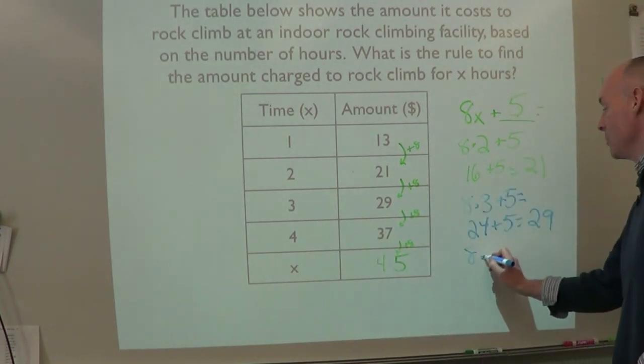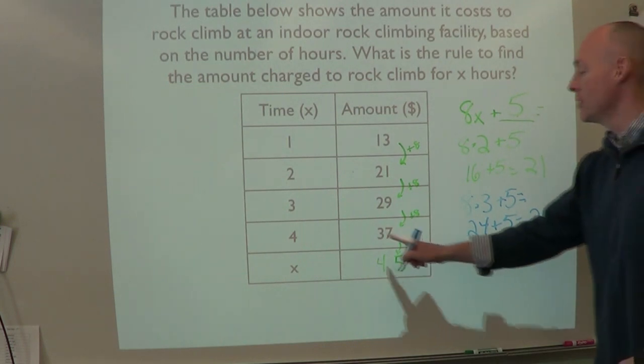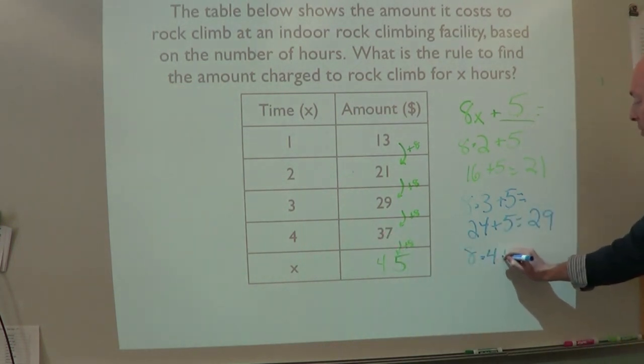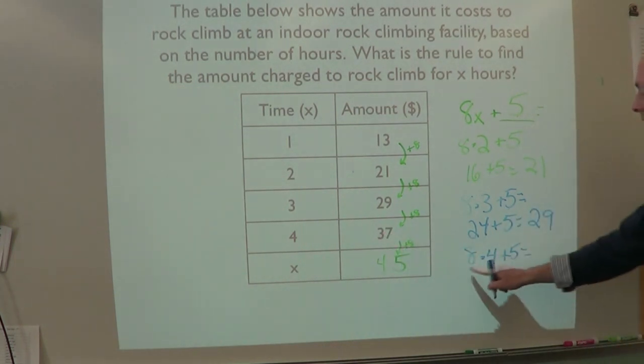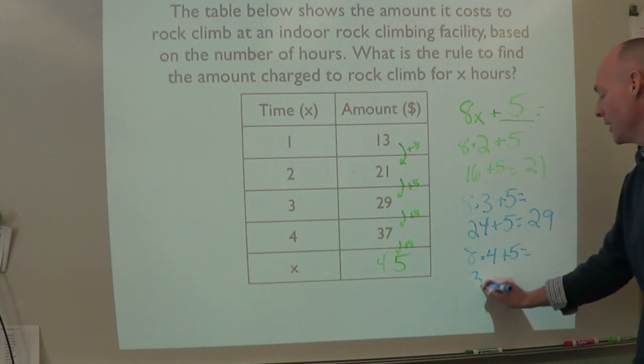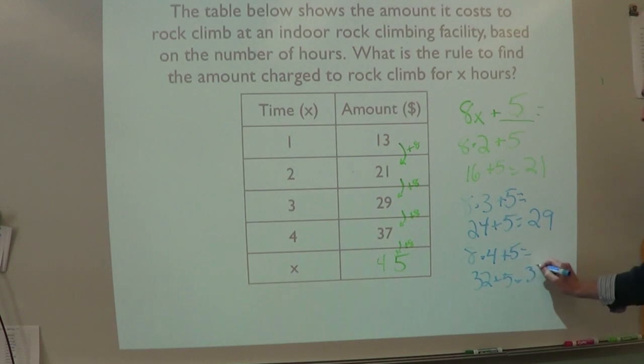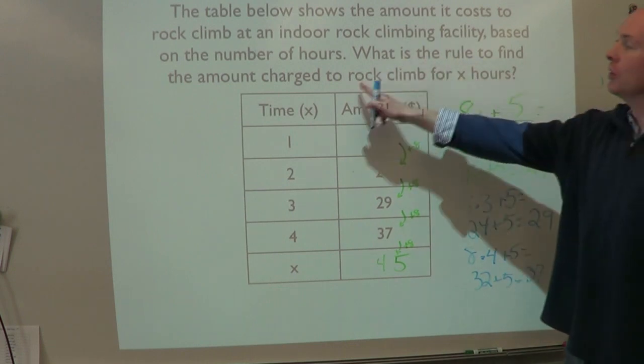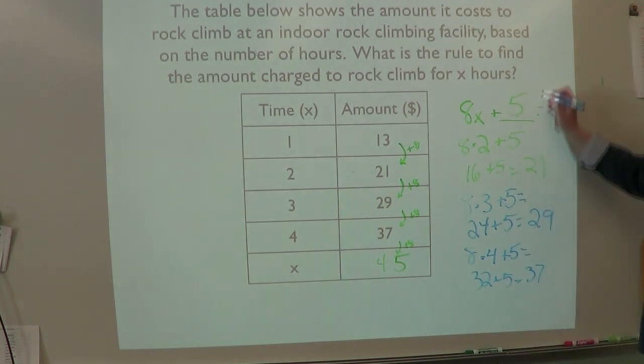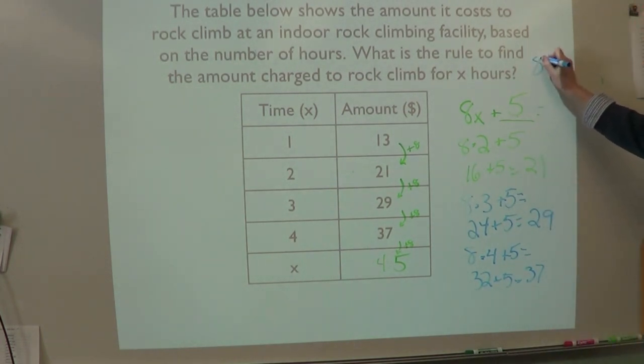8 times 4 plus 5, I keep forgetting that plus 5. 8 times 4 is 32, plus 5 equals 37. Okay, I think that's our rule. Our rule to find the amount charged for rock climbing is going to be 8 times x plus 5.